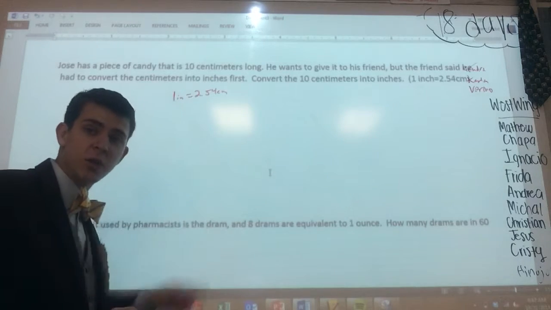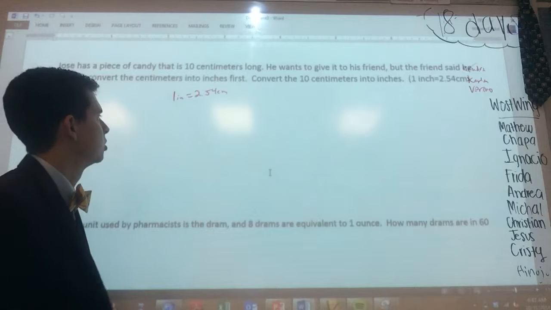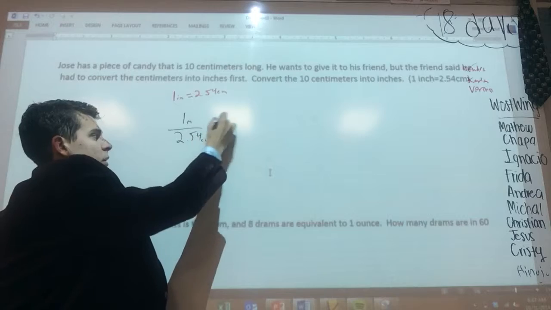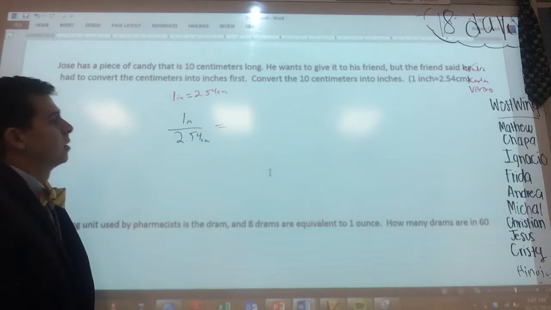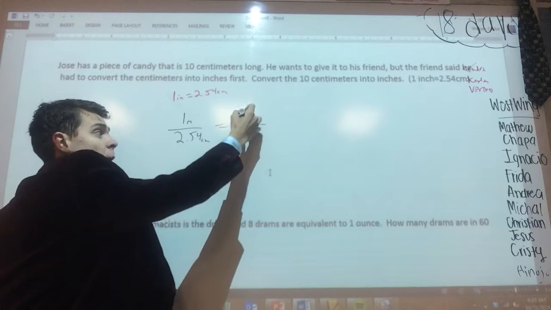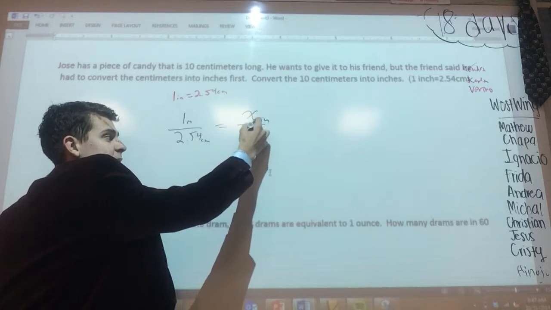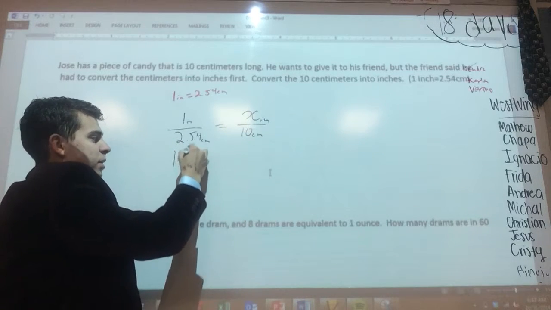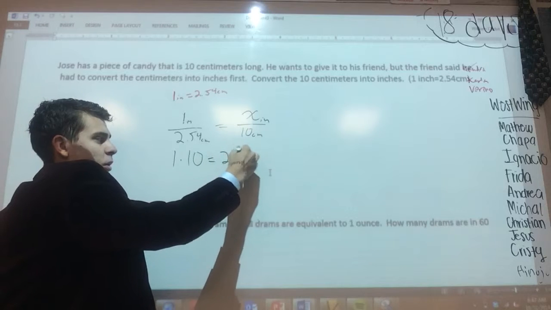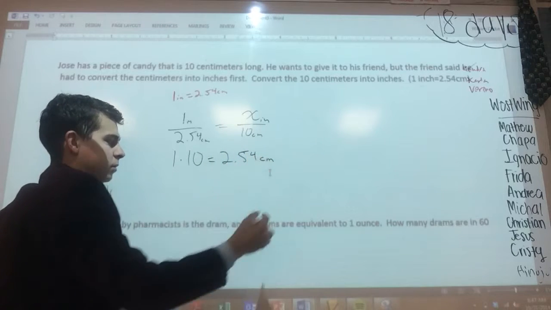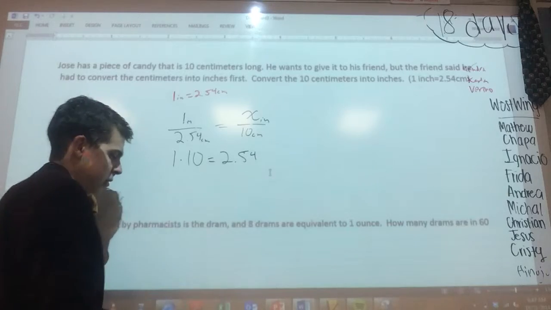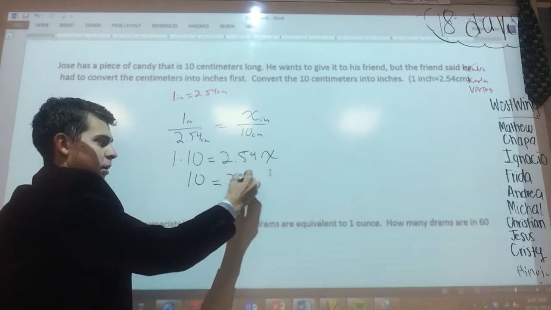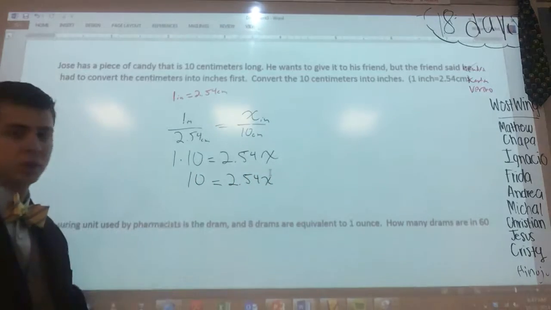Right here, this is a ratio. That is a comparison. So this is what we could do. We could have 1 inch over 2.54, have everything aligned. Now, we're trying to find how many inches are in 10 centimeters. So what we can do here is multiply these. 1 times 10 is equal to 2.54 times x. So now 1 times 10 is 10, and we have just a one-step equation.